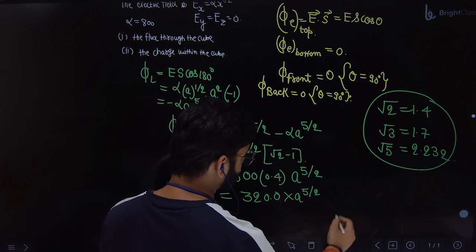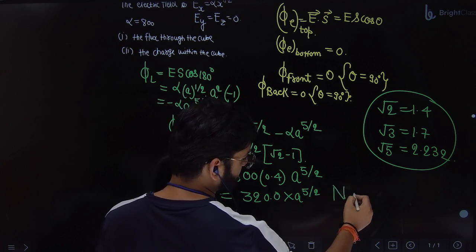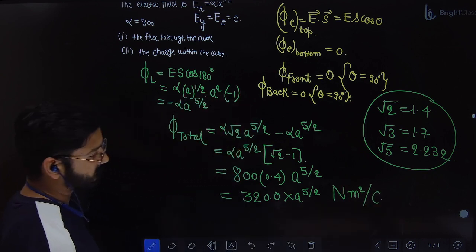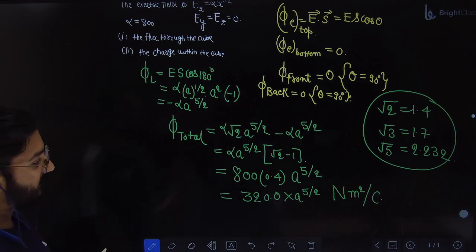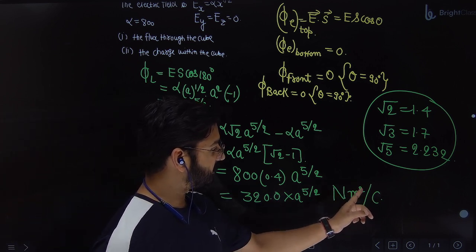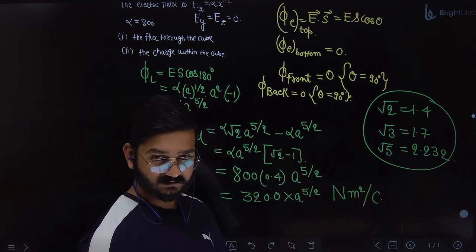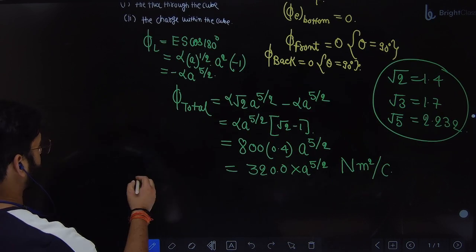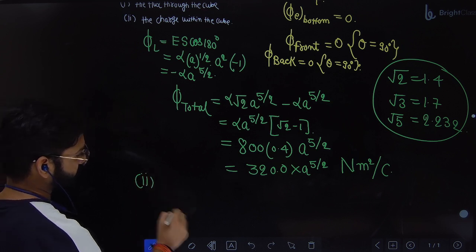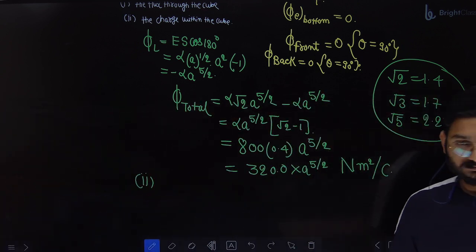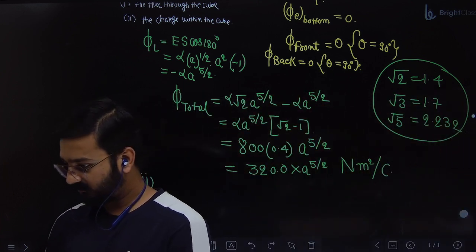What is the unit of electric flux? Newton meter square per coulomb. It is electric field into area. Electric field is Newton per coulomb multiplied by area, meter square. Anyways, try the second part.